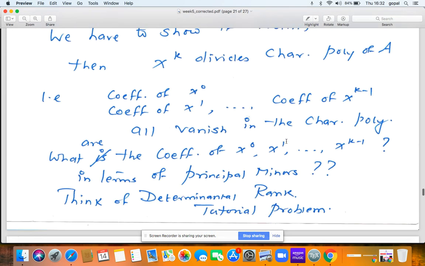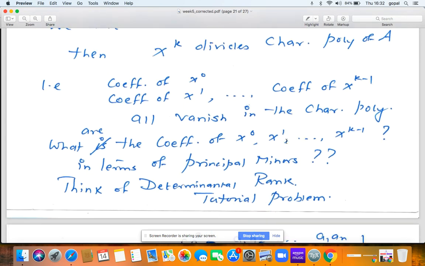But what are these coefficients? What is the coefficient of x to the power 0? The determinant of the matrix. Remember? And I know that the determinant of the matrix is 0 because 0 is an eigenvalue. So surely the coefficient of x to the power 0 vanishes. What about the coefficient of x to the power 1? The coefficient of x to the power 1, remember, is minus 1 to the power n minus 1 times the sum of the n minus 1 by n minus 1 principal minors.